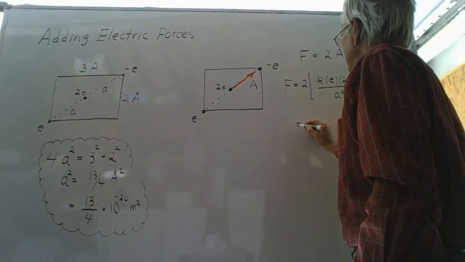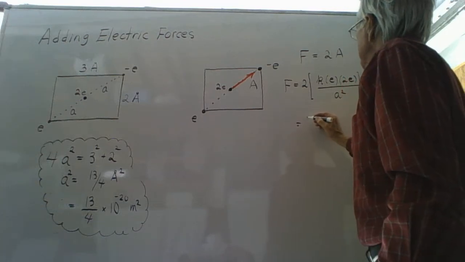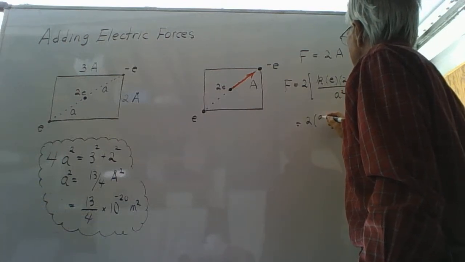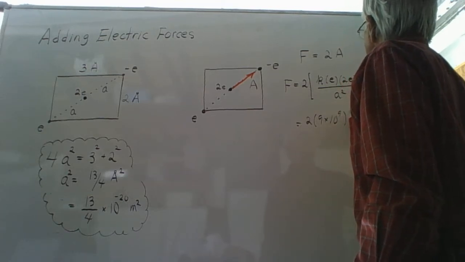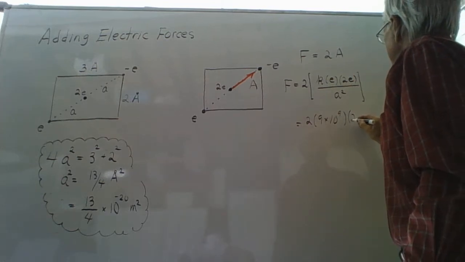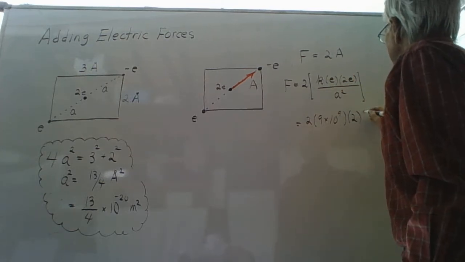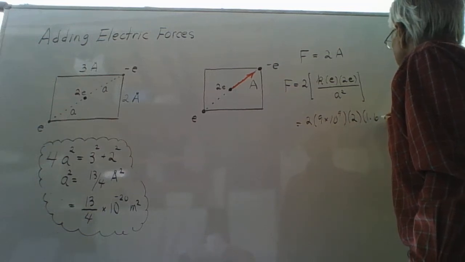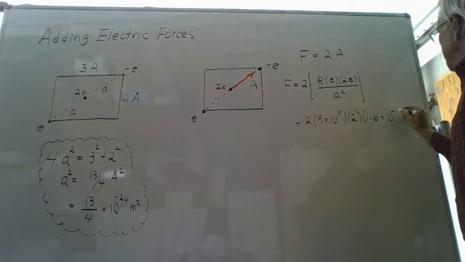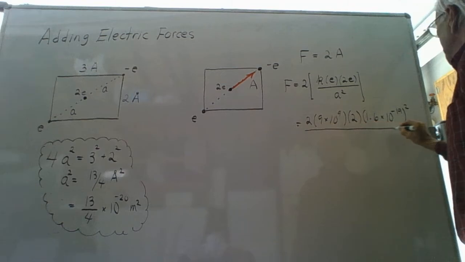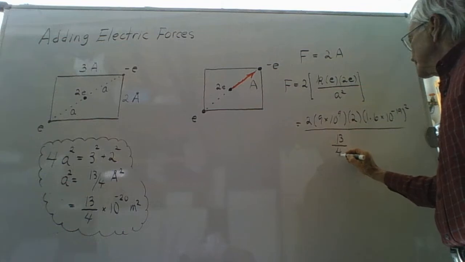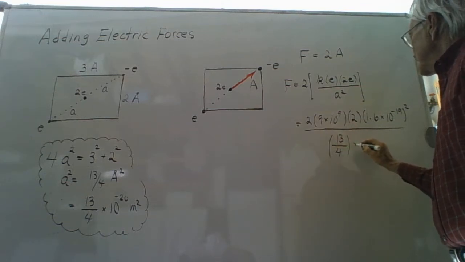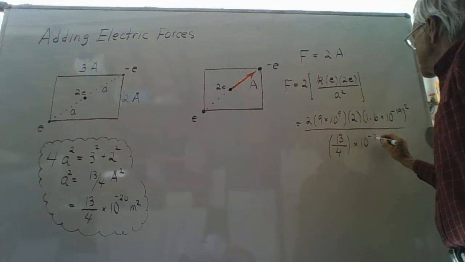Let's put the numbers in. It's 2 times 9 times 10 to the 9th times another 2, and then E times E, E squared. All divided by 13/4 times 10 to the negative 20.